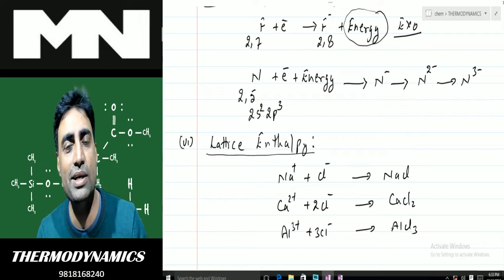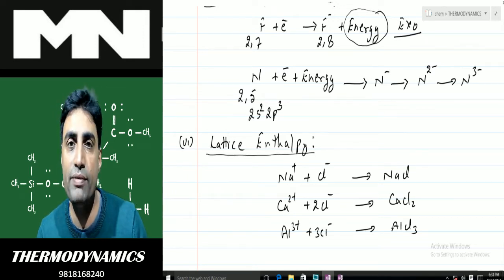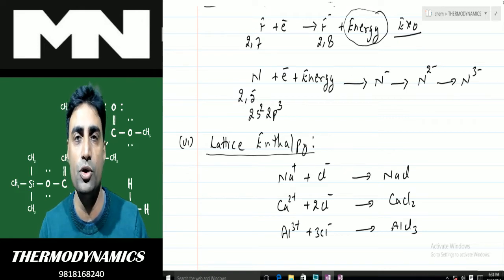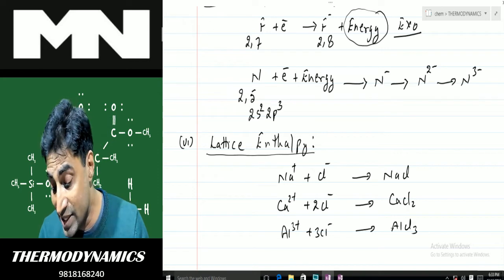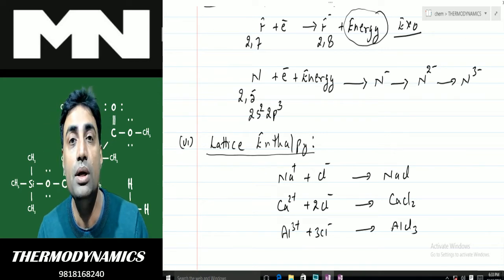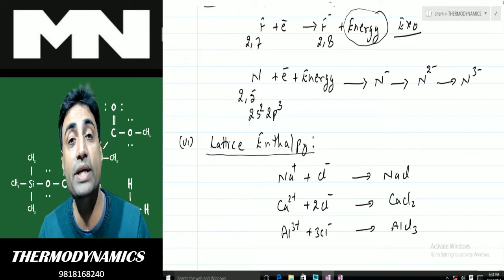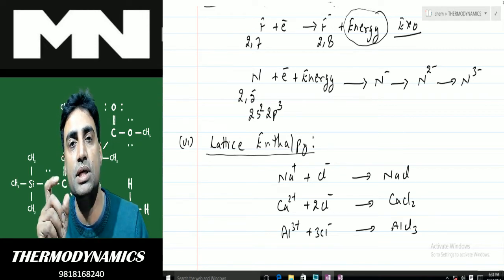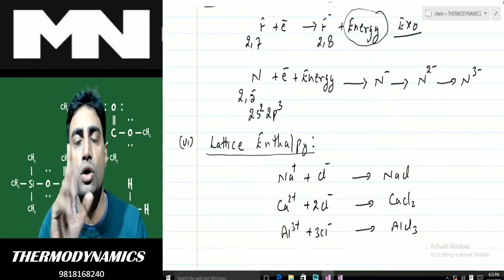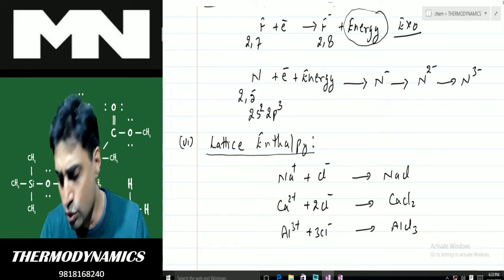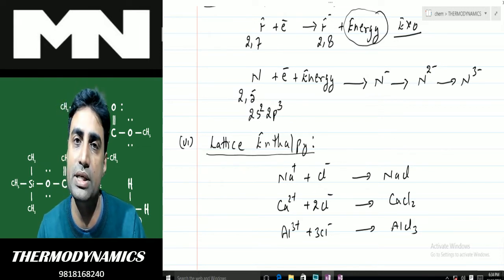But whenever a cation combines with an anion, there is always a prominent attraction. Wherever there is a prominent attraction, a large amount of energy is given out. So this process is exothermic. So what is lattice enthalpy? Lattice enthalpy is the enthalpy change when a definite number of cations combines with a definite number of anions to form 1 mole of crystalline solid. So it can be 1 mole of NaCl, 1 mole of CaCl2 or 1 mole of AlCl3.